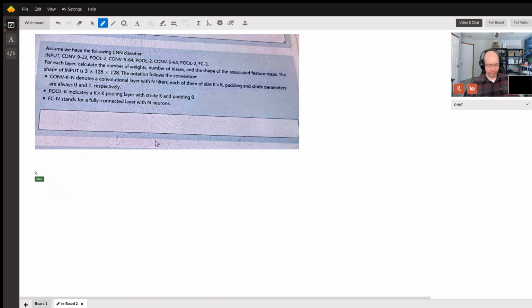So input, just to transcribe it again. Oops, it's the wrong drawing tool. Input is 3 by 128 by 128. So it's like an RGB image that's 128 by 128. All right, and then we have conv 9 32.